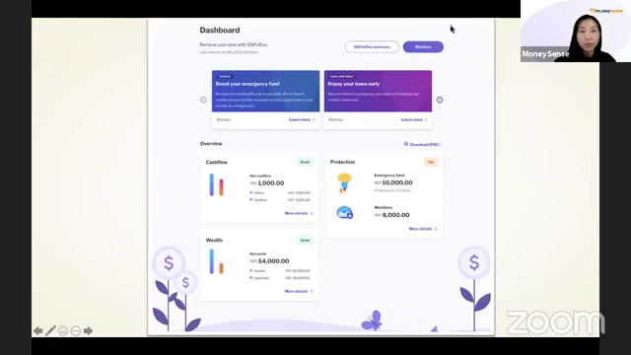To better understand your financial health, how you are doing in terms of your cash flow, wealth, and also protection elements, you also get some top recommended actions to help you better understand how you can actually improve your financial well-being.